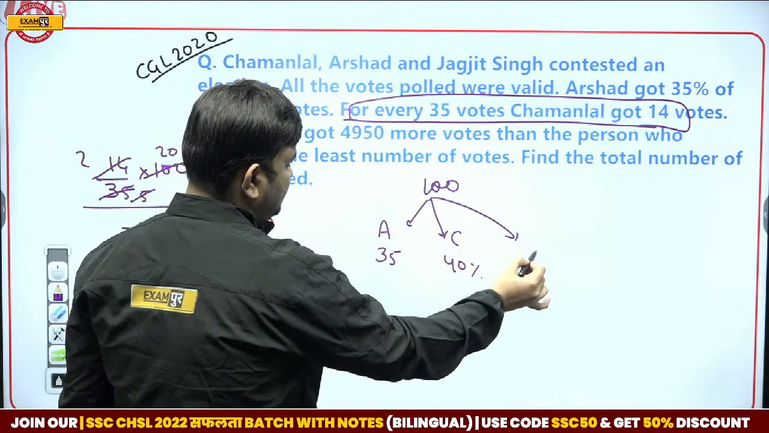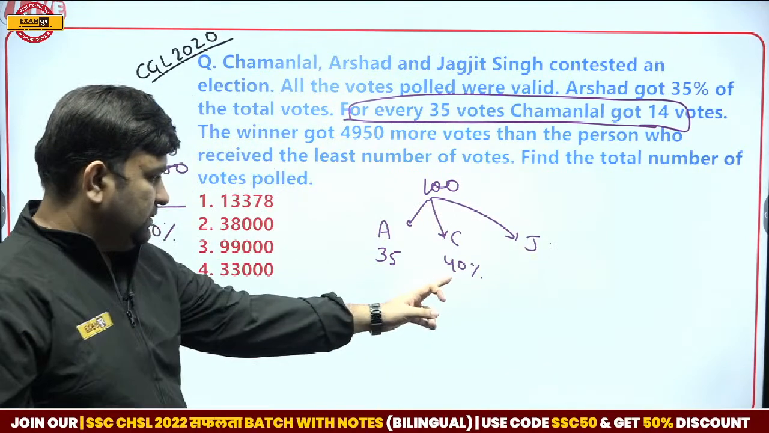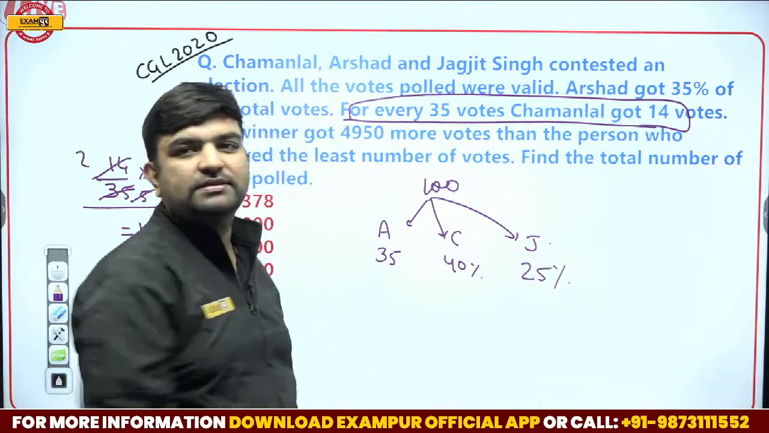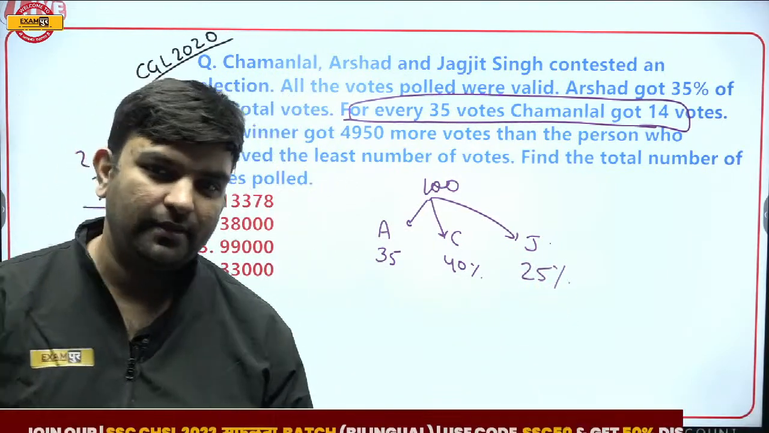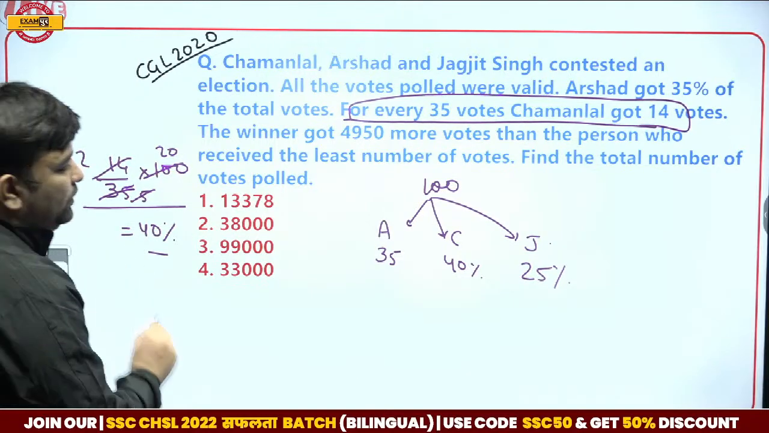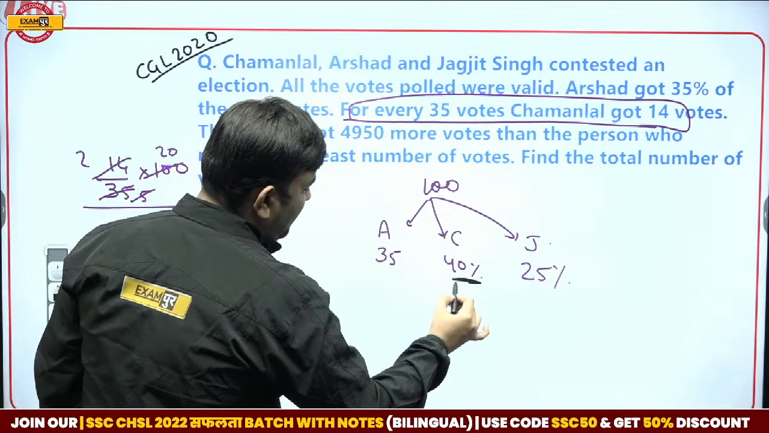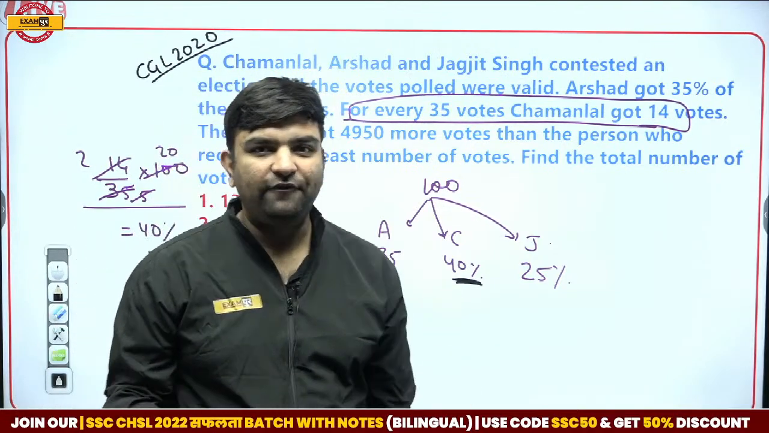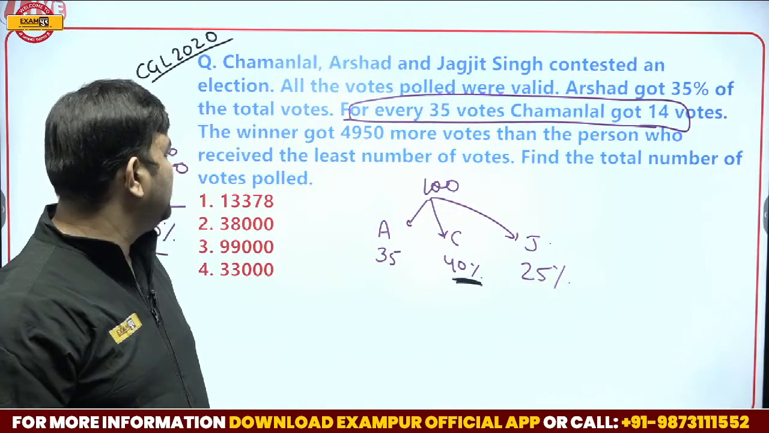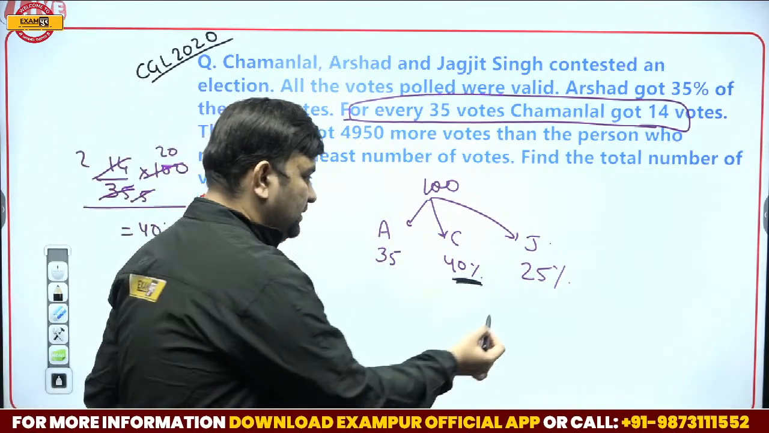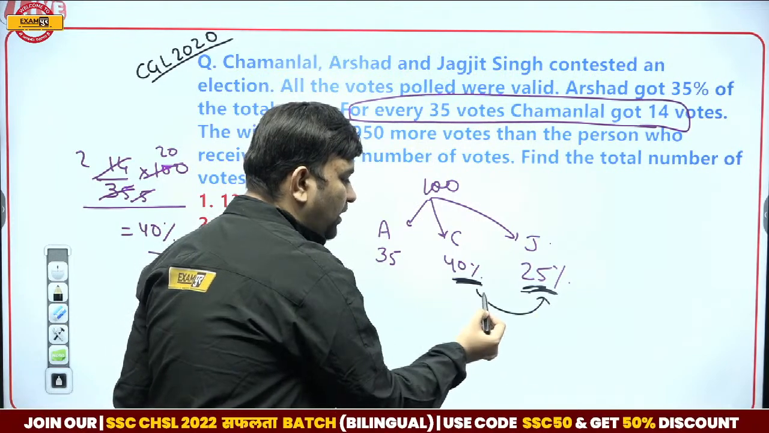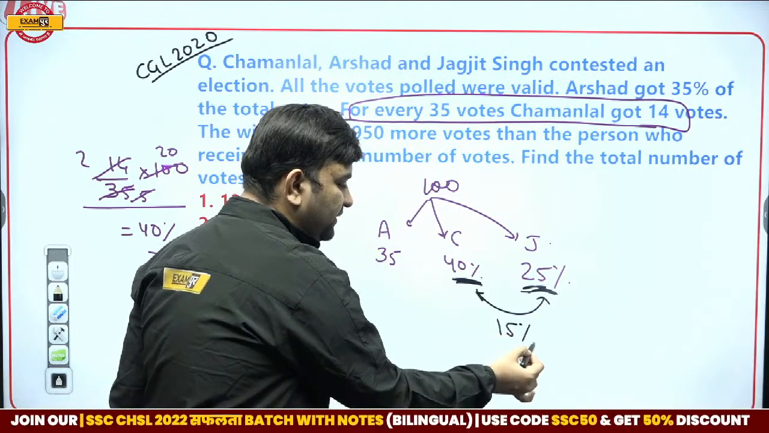Who is remaining? Jagjit. 75 gone, 25% votes is going to be got by Jagjit. The winner. Who is the winner? Chaman, because he is getting 40% votes. Gets 4190 more than the person who received the least. The loser is Jagjit. What is the difference? 15% is the difference.